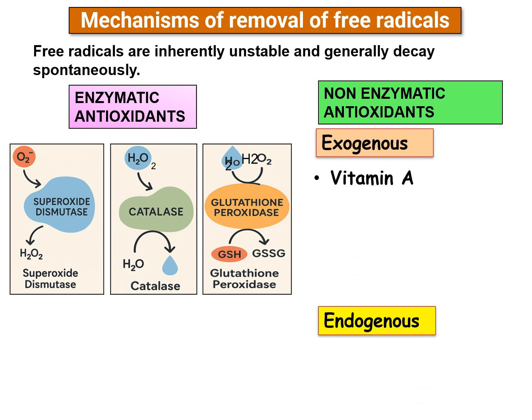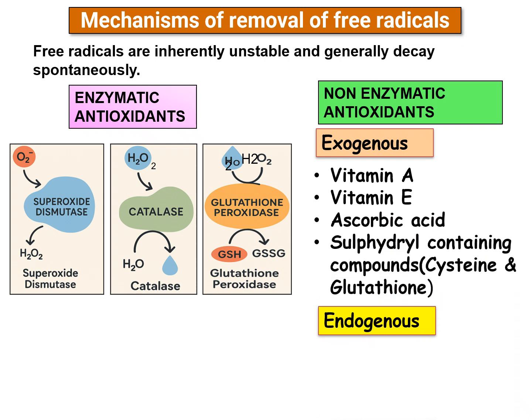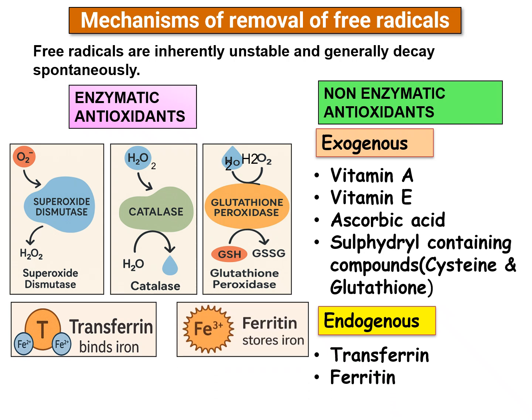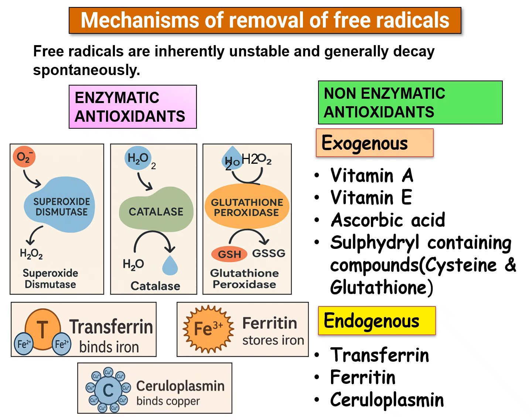In the exogenous sources, we have vitamin A, vitamin E, and ascorbic acid or vitamin C. Sulfhydryl containing compounds like cysteine and glutathione are also examples of exogenous non-enzymatic antioxidants. Coming to the endogenous sources, like transferrin, which is an iron binding transport protein, ferritin, which is the storage form of iron, and ceruloplasmin, which is a copper binding protein.